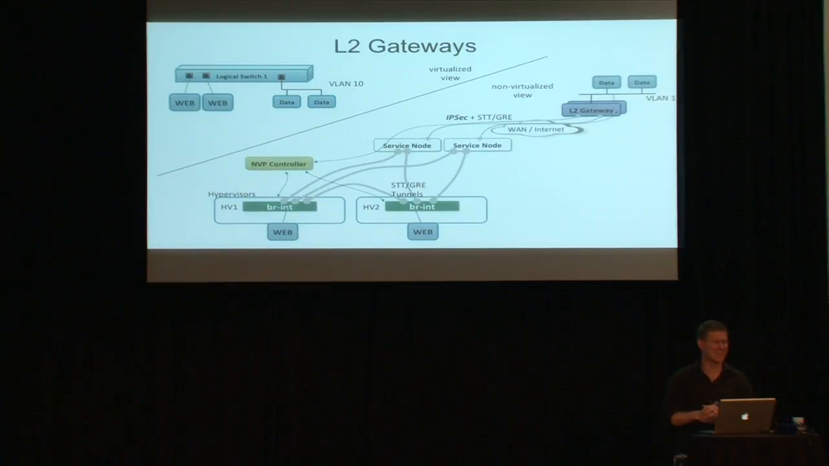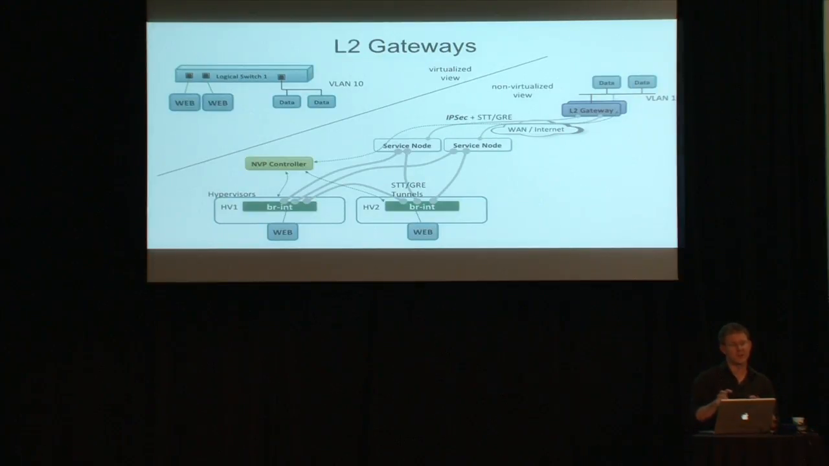What's the non-virtualized view? Remember, this is what the controller sets up automatically, so you don't need to worry about it, but I'm showing this to help you understand what the controller is doing. First off, you can see both the gateways and the hypervisors are phoned into the NVP controller. That's how the NVP controller understands what's plugged into them, pushes flows down to them, monitors status, et cetera. And you can see that there are tunnels set up between the hypervisors and something called a service node, which I'll talk about in a little bit, and then eventually to the L2 gateway.